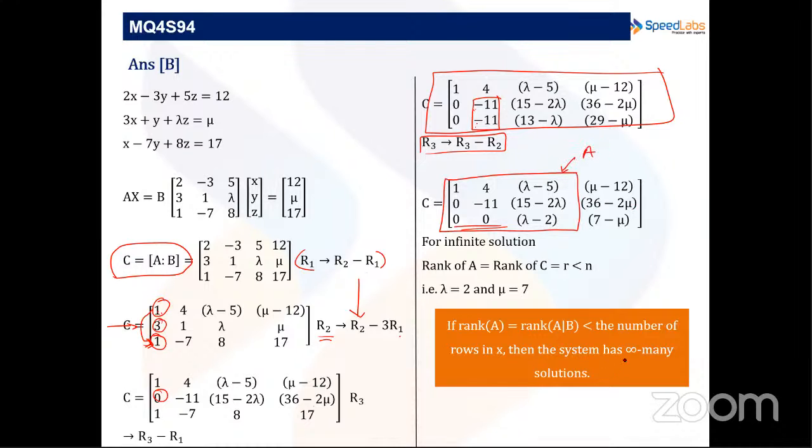So we need infinitely many solutions. So what we need, the rank of A should not be equal to 3. It should be less than 3. So how can it be less than 3? So this value should be 0. That is lambda minus 2 should be equal to 0. So lambda will be equal to 2. Then A will be like this and its rank will be 2. Now for C also we need the rank to be 2. So rank 2 we can get if this whole row is 0, and this whole row will be 0 when 7 minus mu is equal to 0. So mu will be equal to 7. So you are having two different methods by which you can solve it.